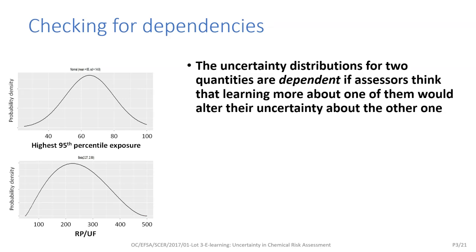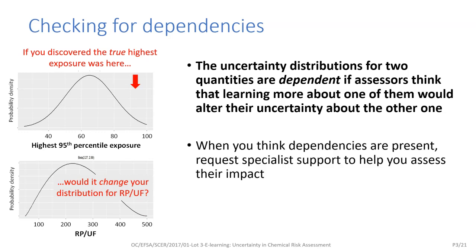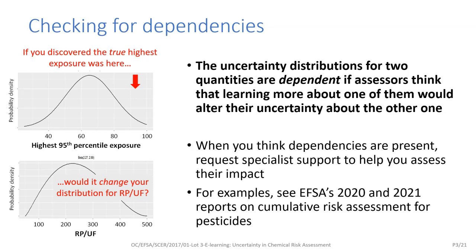The uncertainty distributions for two quantities are dependent if assessors think that learning more about one of them would alter their uncertainty about the other one. You can check this by asking your experts, if you discovered that the true highest exposure was here, would it change your distribution for RP over UF, and vice versa? If the experts think dependencies are present, you will need specialist support to help you assess their impact and take it into account. If you would like to see examples where this was done, look at EFSA's 2020 and 2021 reports on cumulative risk assessment for pesticides.